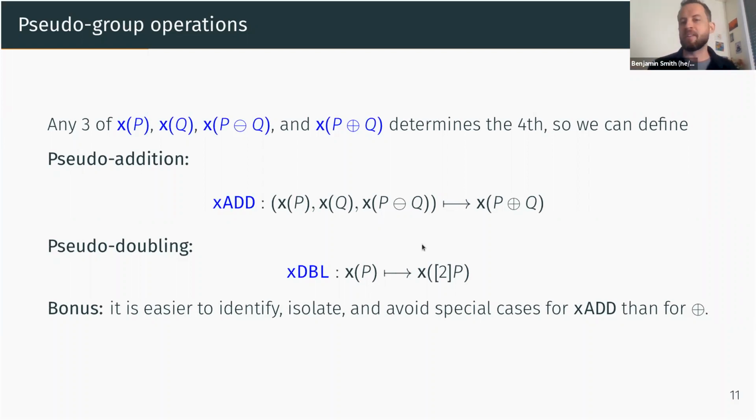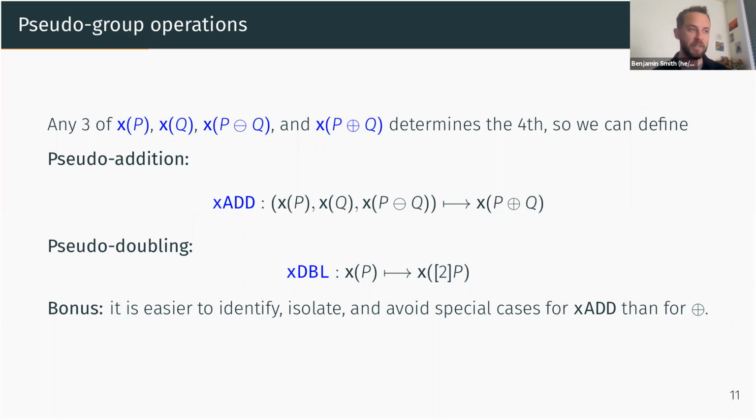So you don't need to know the difference. You know it's already 0 in this sense. It's sort of a degenerate XAD here. What we'll see also is that it's basically easier to identify and isolate and avoid special cases in the code for XAD than it is for the traditional group law.